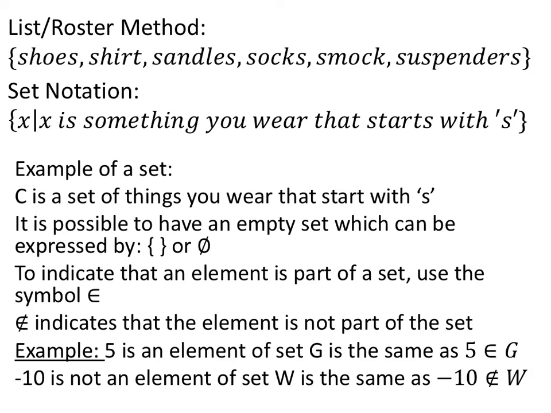To indicate that an element is part of a set, use the symbol that looks like an E. If it's not part of the set, then we just put a slash through that symbol. So for example, 5 is an element of set G is the same as 5 is an element of set G. So one's in symbols, one's in words. And then negative 10 is not an element of set W is the same as negative 10 is not an element of set W.